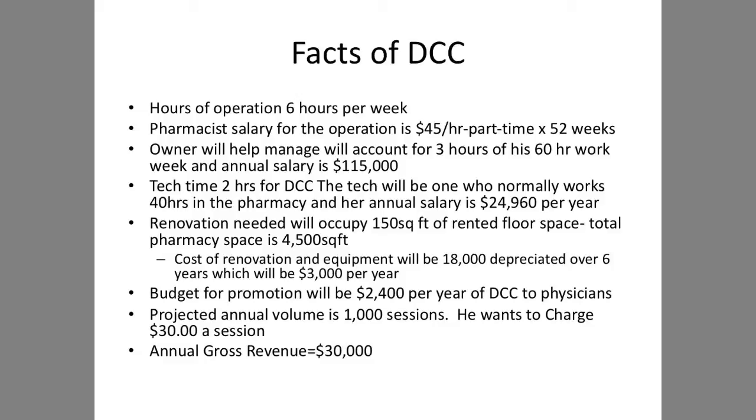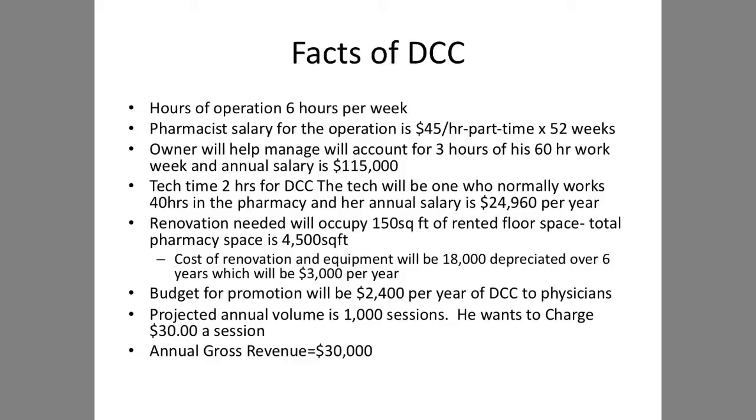He's going to do some remodeling, so there's going to be some cost there, and he'll occupy 150 square feet of rented floor space. Total pharmacy space is around 4,500 square feet. The cost of renovation equipment will be $18,000 depreciated over 6 years, which will be about $3,000 per year. He's going to do some marketing and budgeting for the promotion, which will be around $2,400 a year. His projected annual volume is 1,000 sessions, and he wants to charge $30 a session.